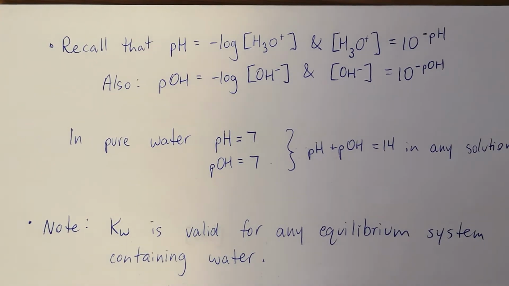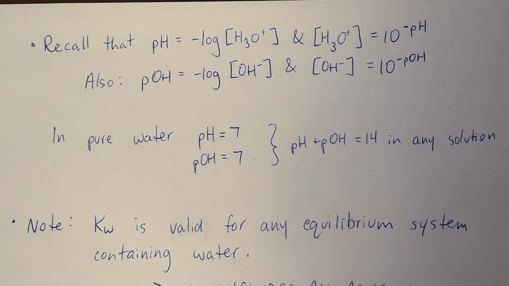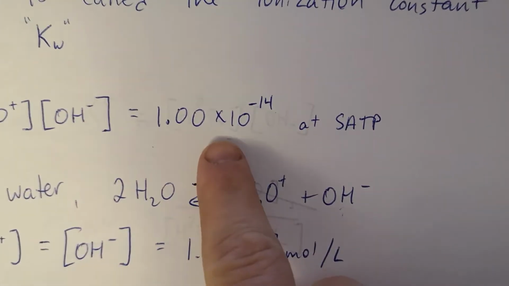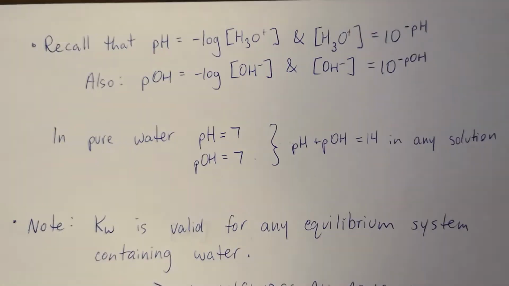I'm reminding you in pure water that pH is 7, pOH is 7, right? And pH plus pOH equals 14 in any solution. You've seen that before, but now you know that comes from Kw. Remember? Because if you check it out, negative log of Kw, you get 14. So any solution adds up to 14, those pHs and pOHs, just because of how water ionizes.